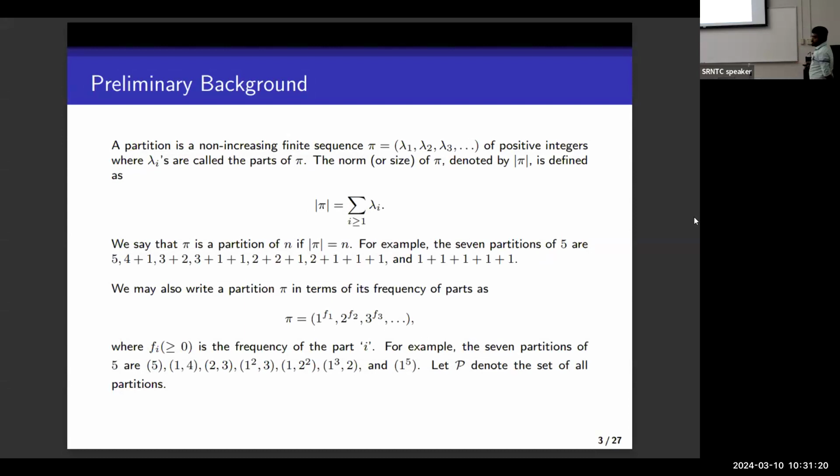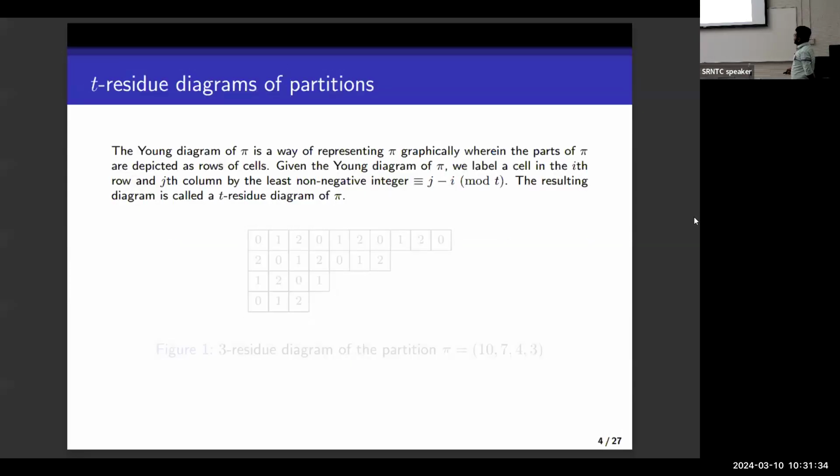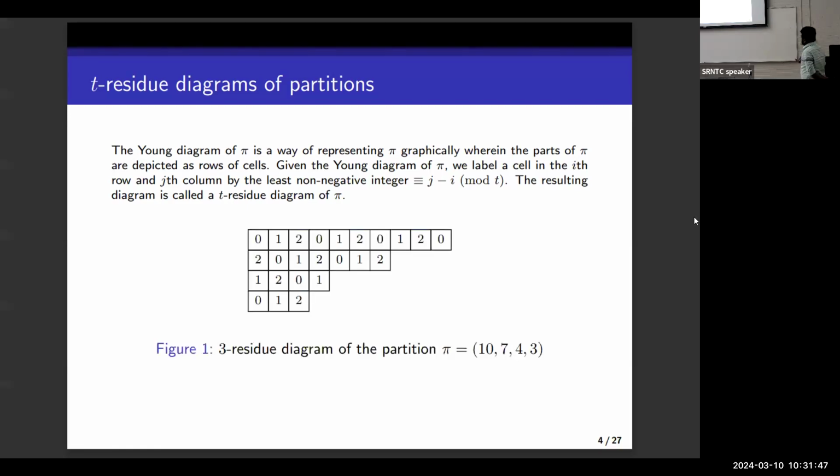We may also write a partition in terms of its frequencies. For the 7 partitions of 5, here are the partitions listed in terms of their frequencies. And P from now on will denote the set of all partitions. The Young diagram of a partition is a way to represent the partition graphically, where the parts are depicted as rows of cells. So here is a Young diagram.